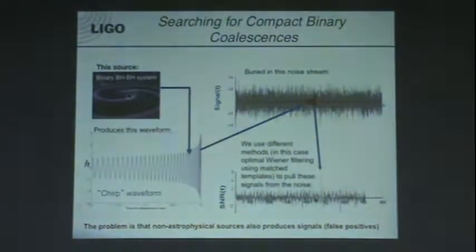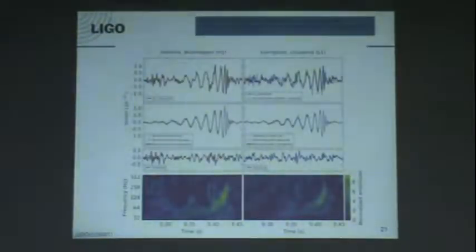And so we have a bank of these things. Actually, we have about 250,000 different waveforms that we use to cross-correlate the data, right? And for even moderate signal-to-noise waveforms, you can clearly see that there's a signal here. So this is actually a very effective way of doing this kind of filtering.